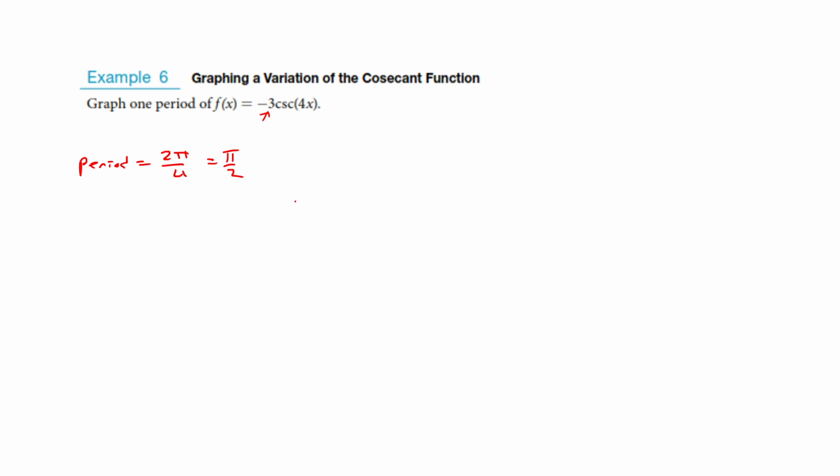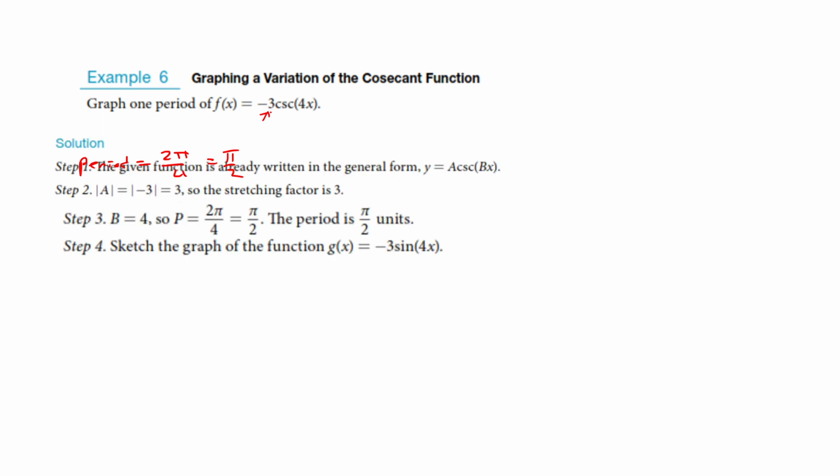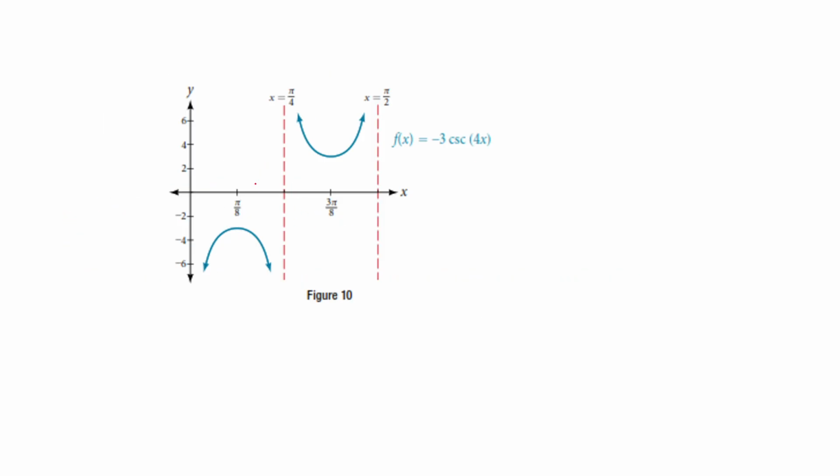So I don't know if I have this here. I'm going to jump ahead. I would be graphing negative 3 sine of 4x, and then I would fill in the spaces. Let's see if we've got it here. So in this space here is negative 3 sine. So sine normally starts at 0 and goes up. Well, because it's negative, it's going to go down and then back up.